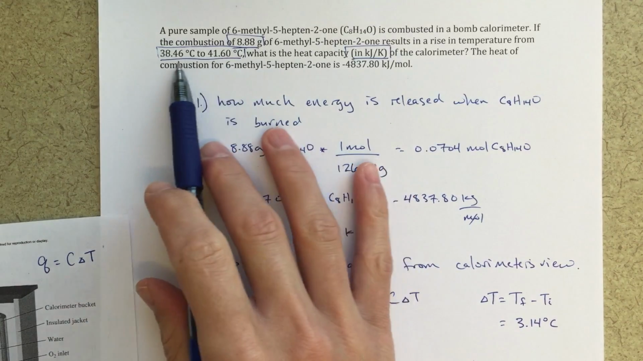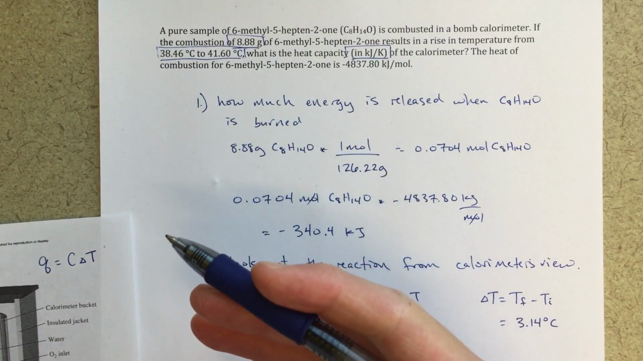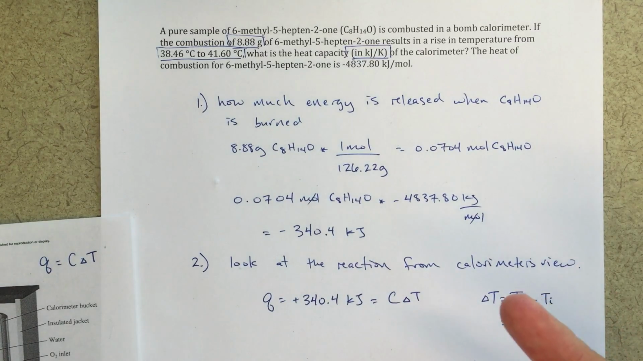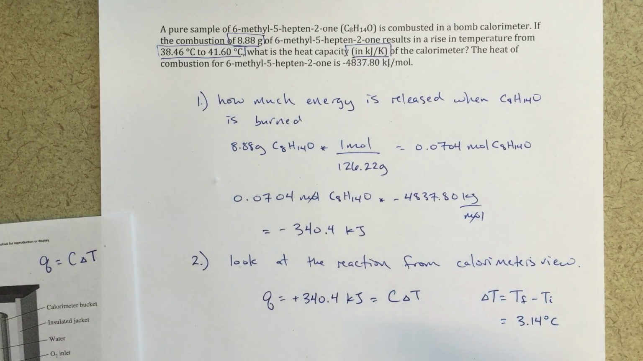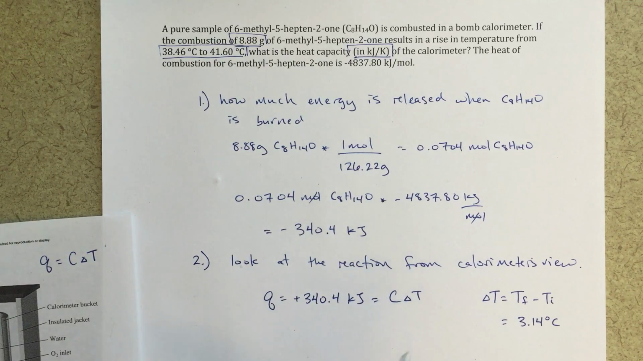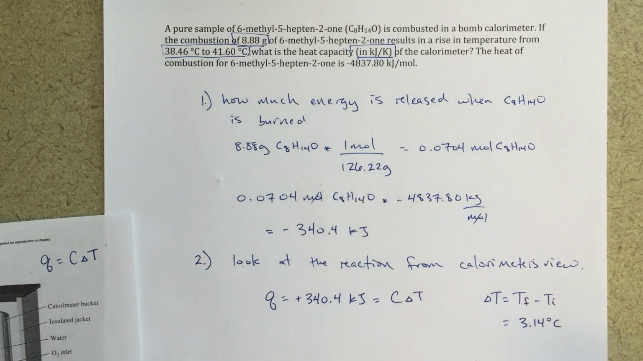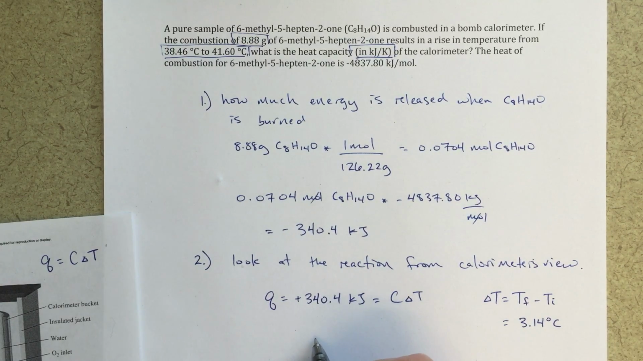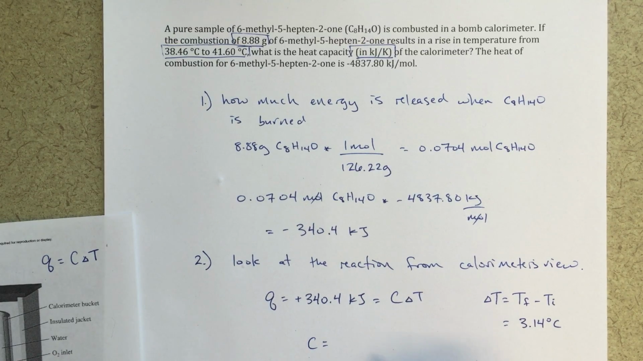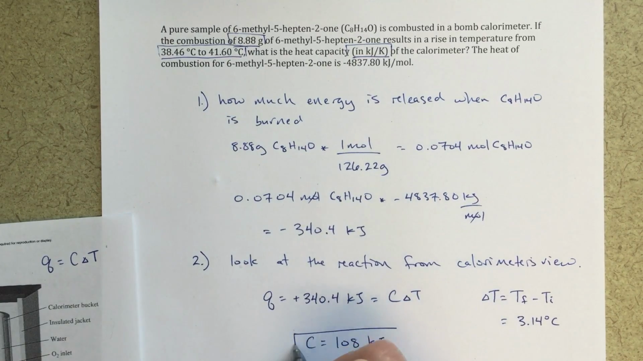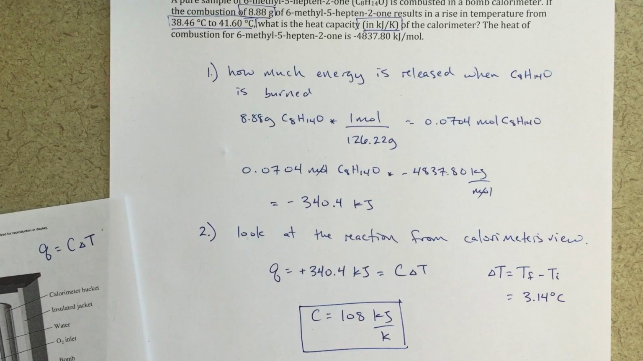So if I converted these to Kelvin, for instance, and then found the delta T, that delta T would be the same as if I just do it in Celsius. We'd be adding 273 to each one, still finding the difference. That difference is still going to be 3.14. So a delta T, it doesn't matter if it's Celsius or Kelvin, it's the same thing. Okay, so now we can solve our final problem. Plug in 3.14 for delta T and solve for C. That gives me a C value of 108 kilojoules per Kelvin. And that is my final answer. All right, hope that helps, and let me know if you have any questions.